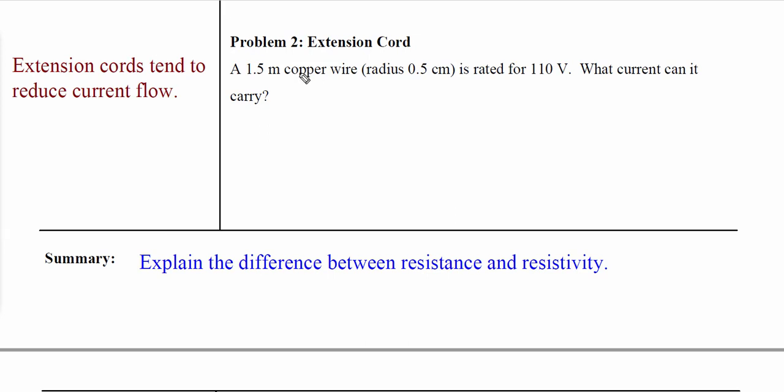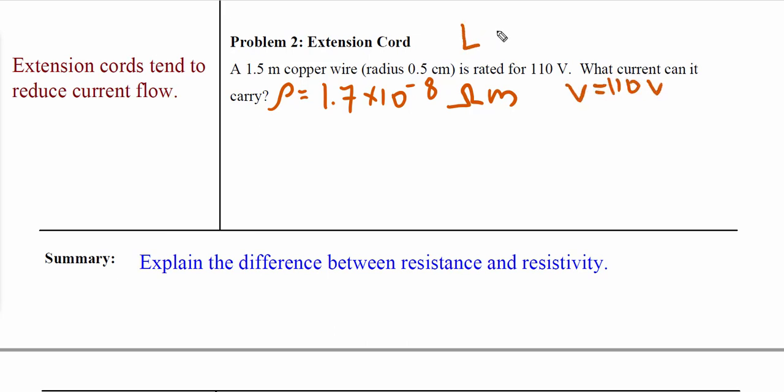So we have copper here, and copper, if you look at the table from above, has a resistivity of 1.7 times 10 to the negative 8 ohm meters. We're given a voltage of 110 volts. We're given a length of the copper wire of 1.5 meters. And we're given the radius of this copper wire, which means we're going to have to calculate the area.